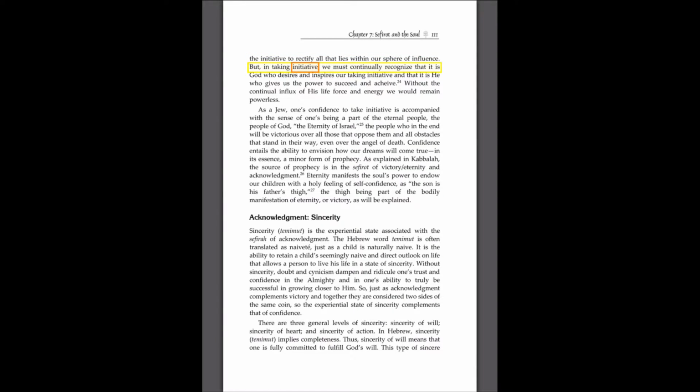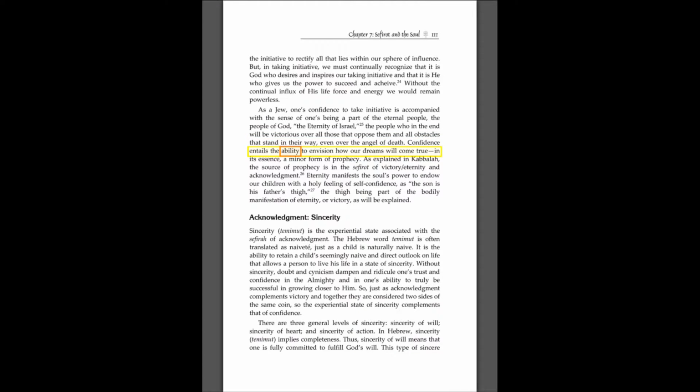But, in taking initiative, we must continually recognize that it is God who desires and inspires our taking initiative, and that it is He who gives us the power to succeed and achieve. Without the continual influx of His life force and energy we would remain powerless. As a Jew, one's confidence to take initiative is accompanied with a sense of one's being a part of the eternal people, the people of God, the eternity of Israel. The people who in the end will be victorious over all those that oppose them and all obstacles that stand in their way, even over the angel of death.